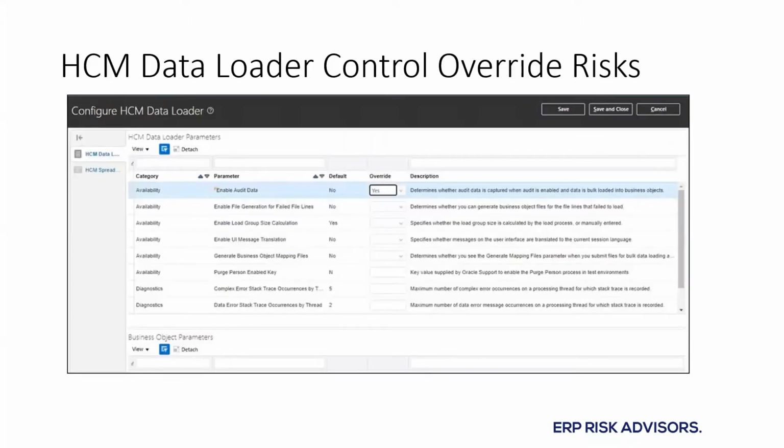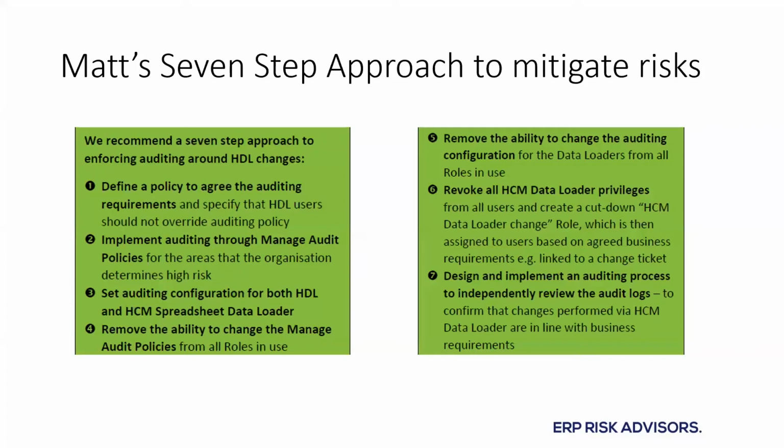So this is the configuration page that Matt identified in his article that allows a user to permanently bypass the audit policies by setting the enable audit data override value to yes, as shown here. By default, that override value is set to blank. It can be made either no or yes. In this case, yes means it would allow them to bypass the audit logs as part of the use of these 2 solutions. So Matt goes on to make 7 recommendations to address these risks.